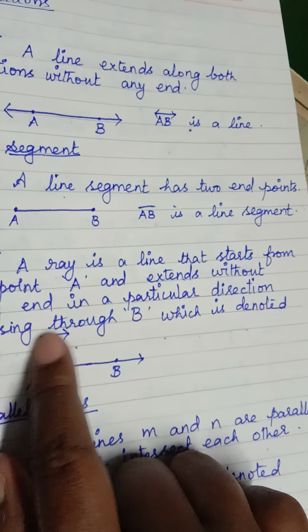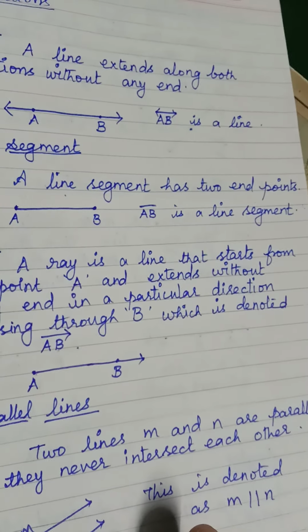See the top? One line with the one side arrow mark. This is known as a ray.